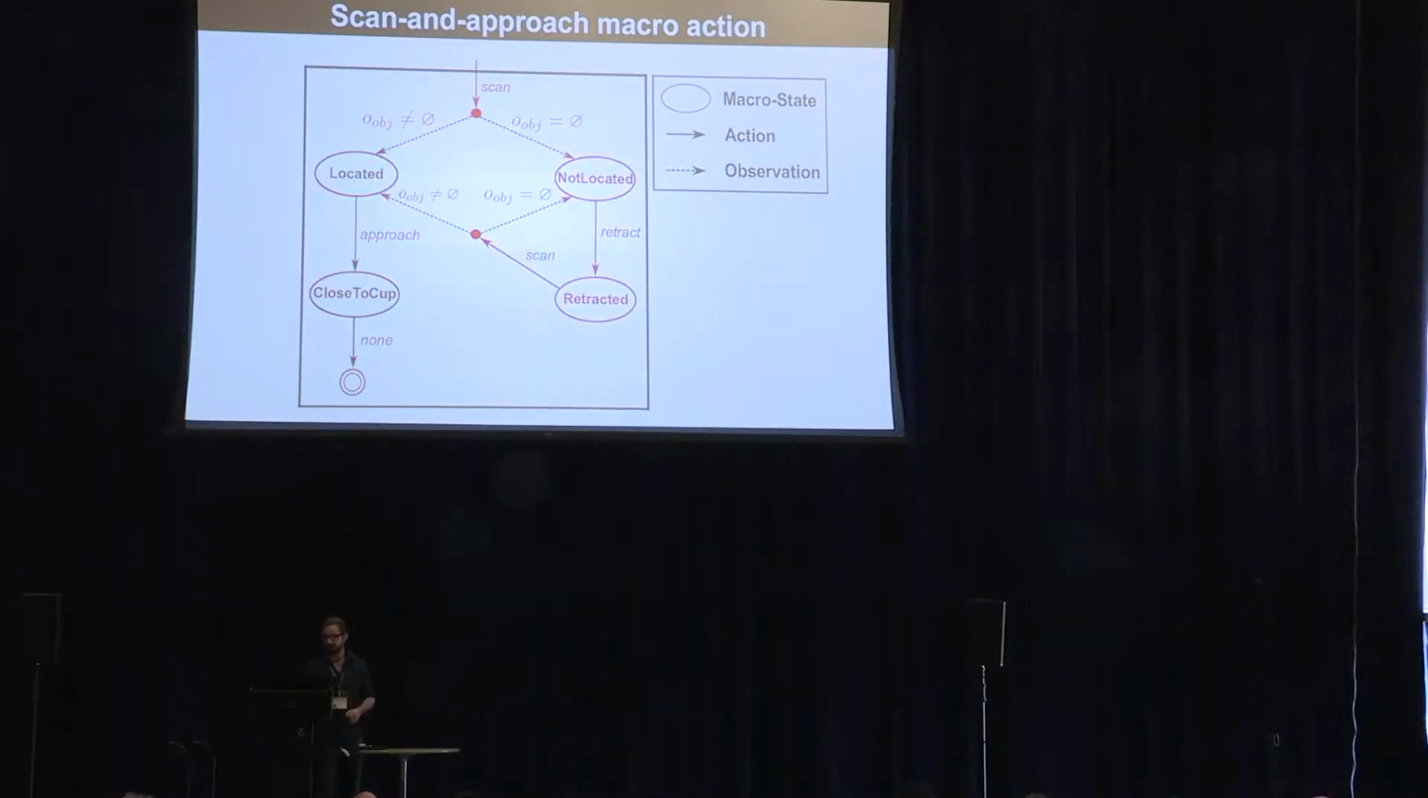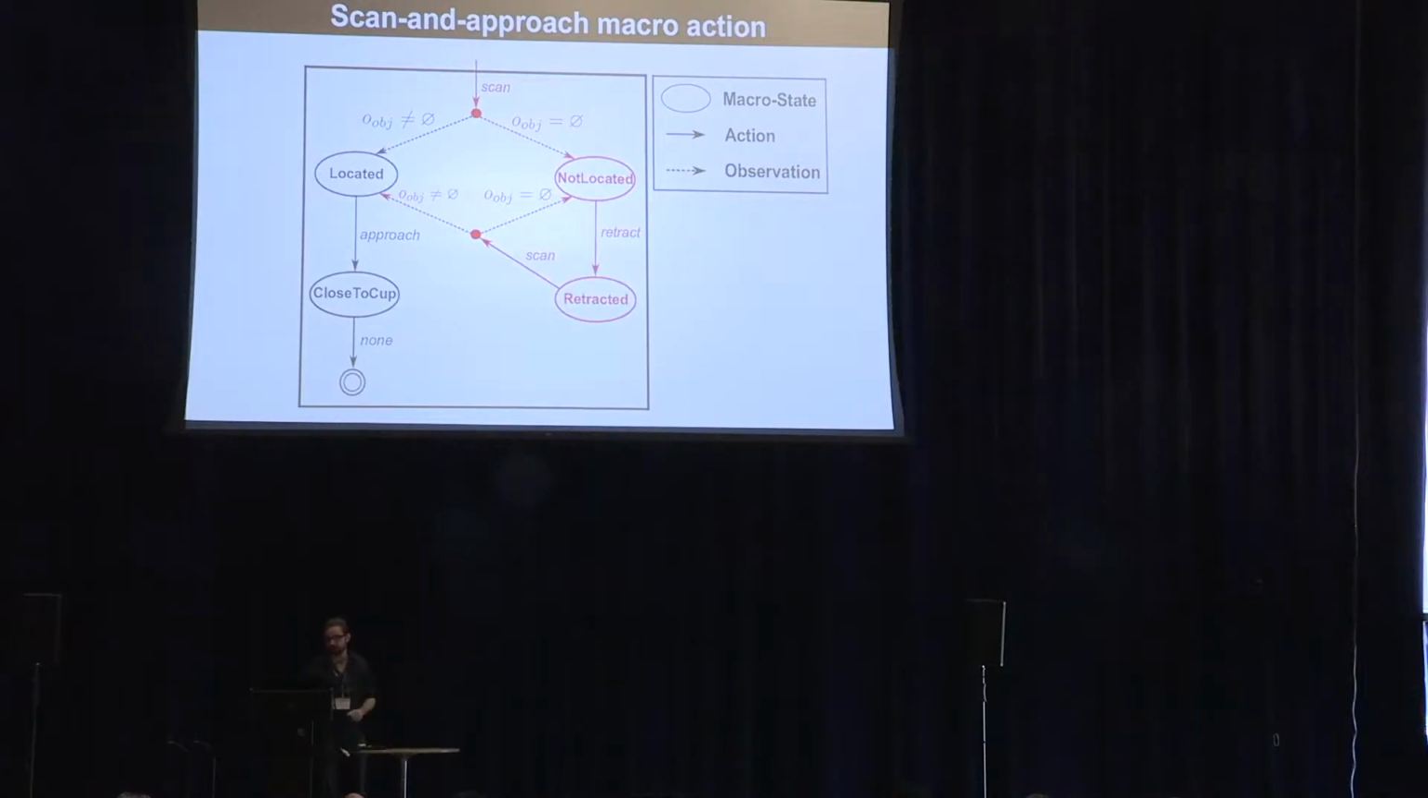Now, on the other hand, if the scan action doesn't yield the location of the cup, for example, because the cup is occluded by the arm, then we are transitioning to a not located state from where the robot executes a retract action, which again is a sequence of primitive actions, but this time the goal is to bring the arm to a configuration from where the table is likely to be occlusion-free. And then we are transitioning to a retracted state from where the robot then executes another scan action, and based on the outcome, it again transitions to a located or not located state.